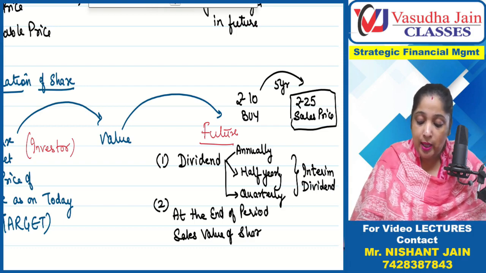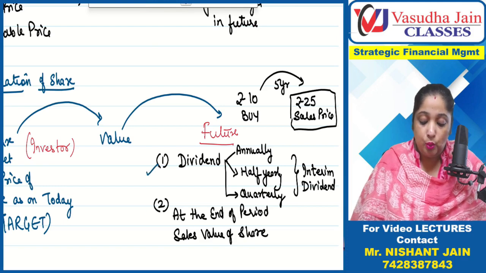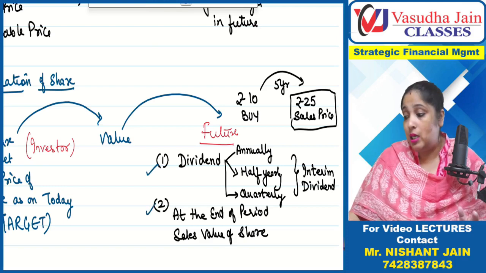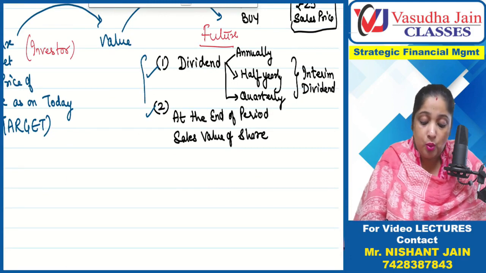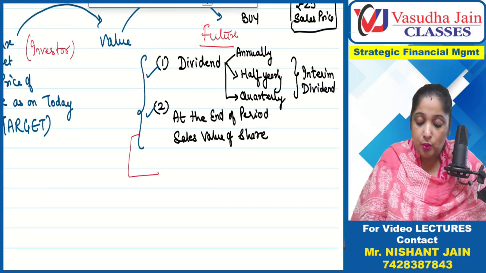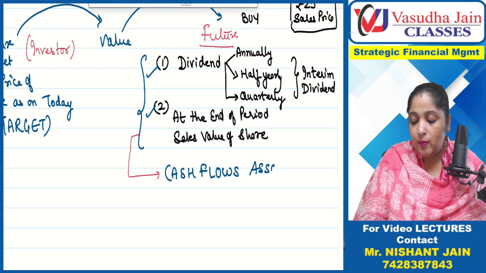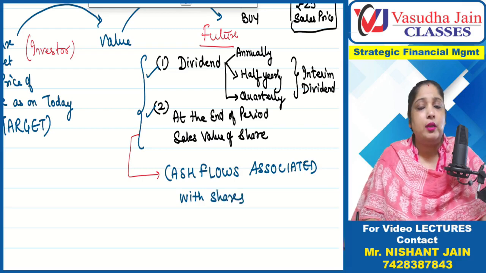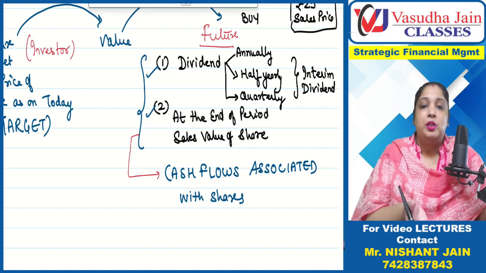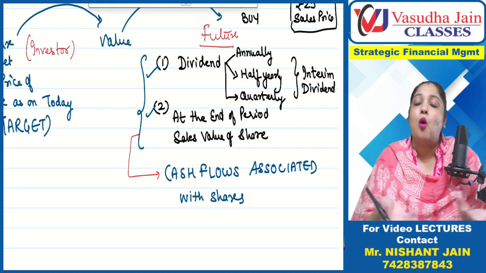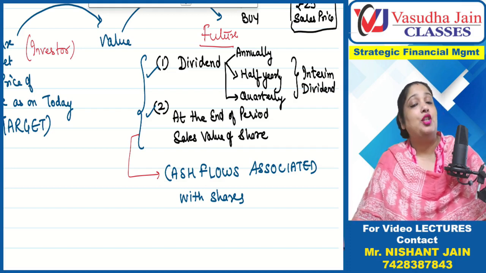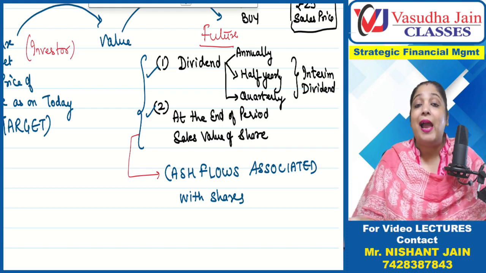So can I conclude here that these are the two cash flows associated with shares? This is what you will get from shares, nothing else. Either you will get dividend, which can be received annually, half yearly, or quarterly, or at the end you will get the share price. These are the only two cash flows.